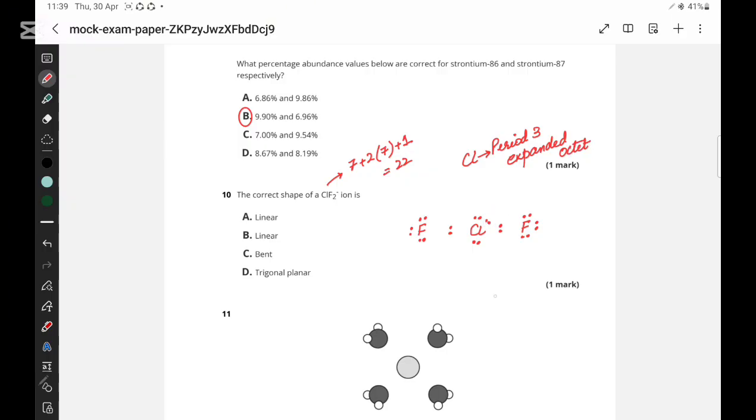If we draw its structure, it becomes chlorine, with F here and F here, and a lone pair I'm going to show here, and the other lone pair here, and the other lone pair there, and collectively it has a negative charge. So you can see it is going to have the linear structure. So A and B both are linear, so we can choose B.